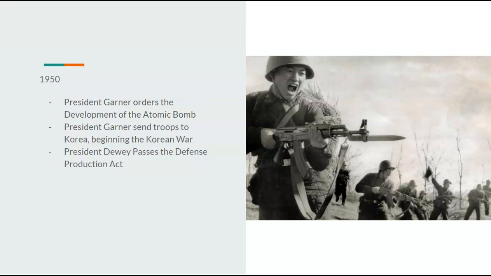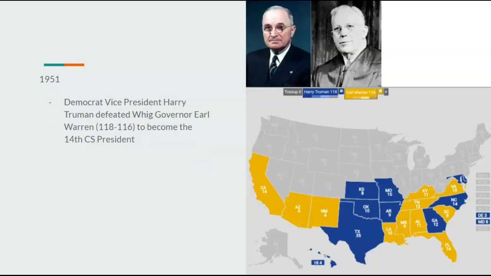In 1950, President Garner orders the development of the atomic bomb. That's great. And President Garner sends troops to Korea, beginning the Korean War. It's more so he's sending them to South Korea, to make things specific. And President Dewey passes the Defense Production Act, which increases spending towards all branches of the military.